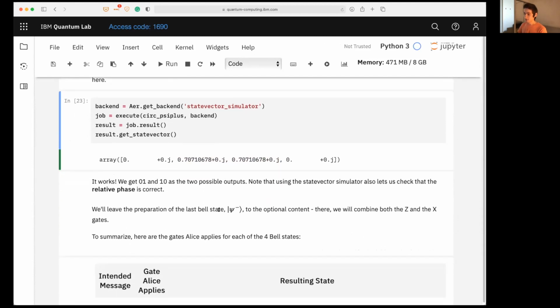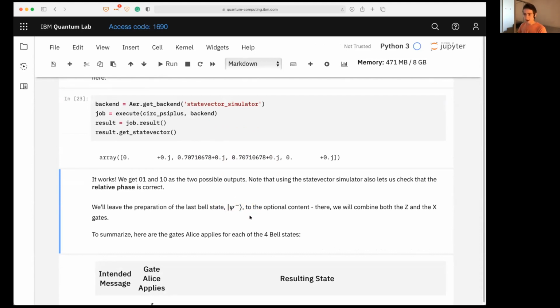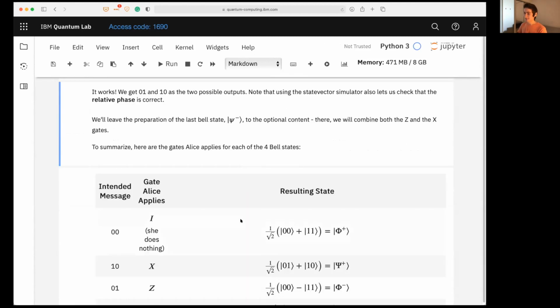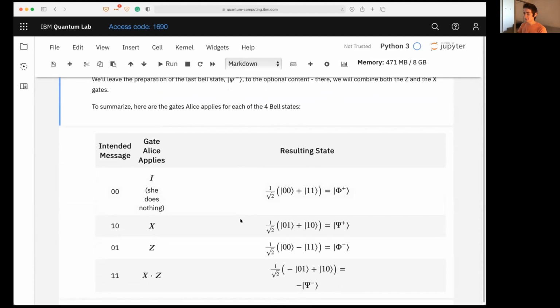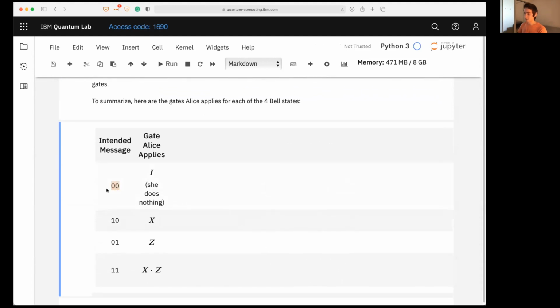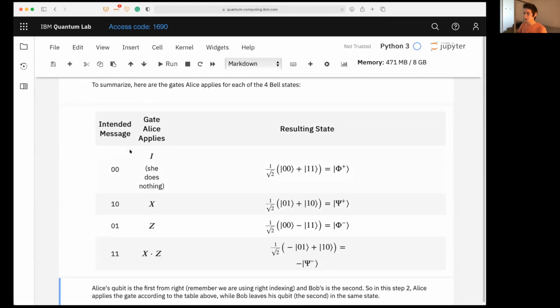As I briefly mentioned before, I will show how to prepare the psi minus state in the optional content. For now, though, I will just tell you the answer, and I'll explain it later. Here we have a quick summary table of what we've learned so far. So if Alice wants to send, whoa. Okay, that was weird. If Alice wants to send 0,0, she does nothing to her state because again, phi plus is the state they already had.